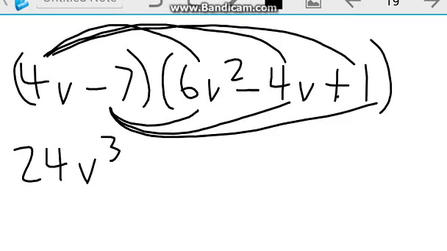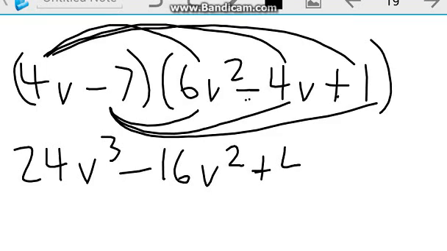4v times a -4v, please be wary about that sign. -4v. So 4v times -4v. 4 times 4 is 16, well, you have a -16. v times v will give you v squared. And then 4v times 1 will give us positive 4v.